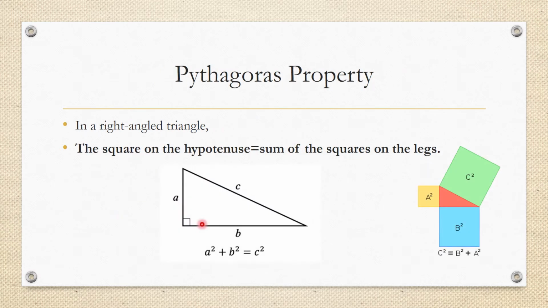Pythagoras theorem: in any right angle triangle, the sum of the square length of the two legs is equal to the square length of the hypotenuse. If we take the length of the hypotenuse to be C and the length of the two legs to be A and B, then the theorem tells that C square is equal to A square plus B square. Hypotenuse square is equal to the sum of the squares of the legs.